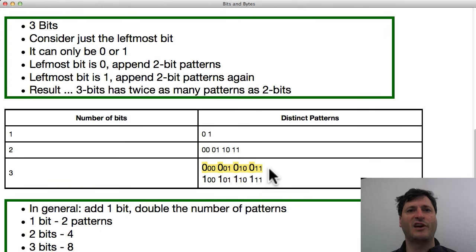So that was the case where the leftmost bit is 0. Well, what's the other case? The other case is that the leftmost bit is 1. And if I lock the leftmost bit at 1, I just get those 4 patterns again. I still have 2 bits to the right, and so I get, in a sense, another copy of the 4 patterns that can be made with 2 bits. So for 3 bits, it works out that there are 8 patterns. I'm thinking of them as the 4 with the leftmost bit as 0, and then 4 again with the leftmost bit as 1.